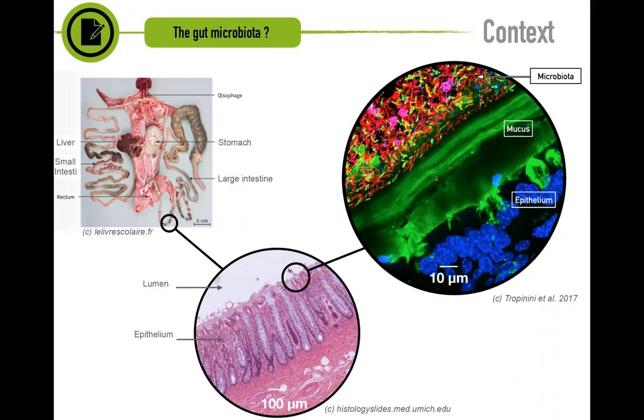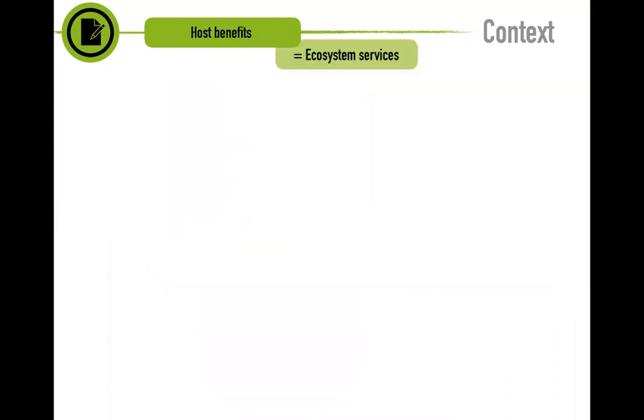There are hundreds to thousands of species of microbes living in the gut of every mammal. I'm going to talk about species for bacteria. We can discuss later if it's valid or not, but for the sake of clarity, I'll talk about bacterial species. So that's where this microbiota is, coating the gut here of a rabbit, but also of humans.